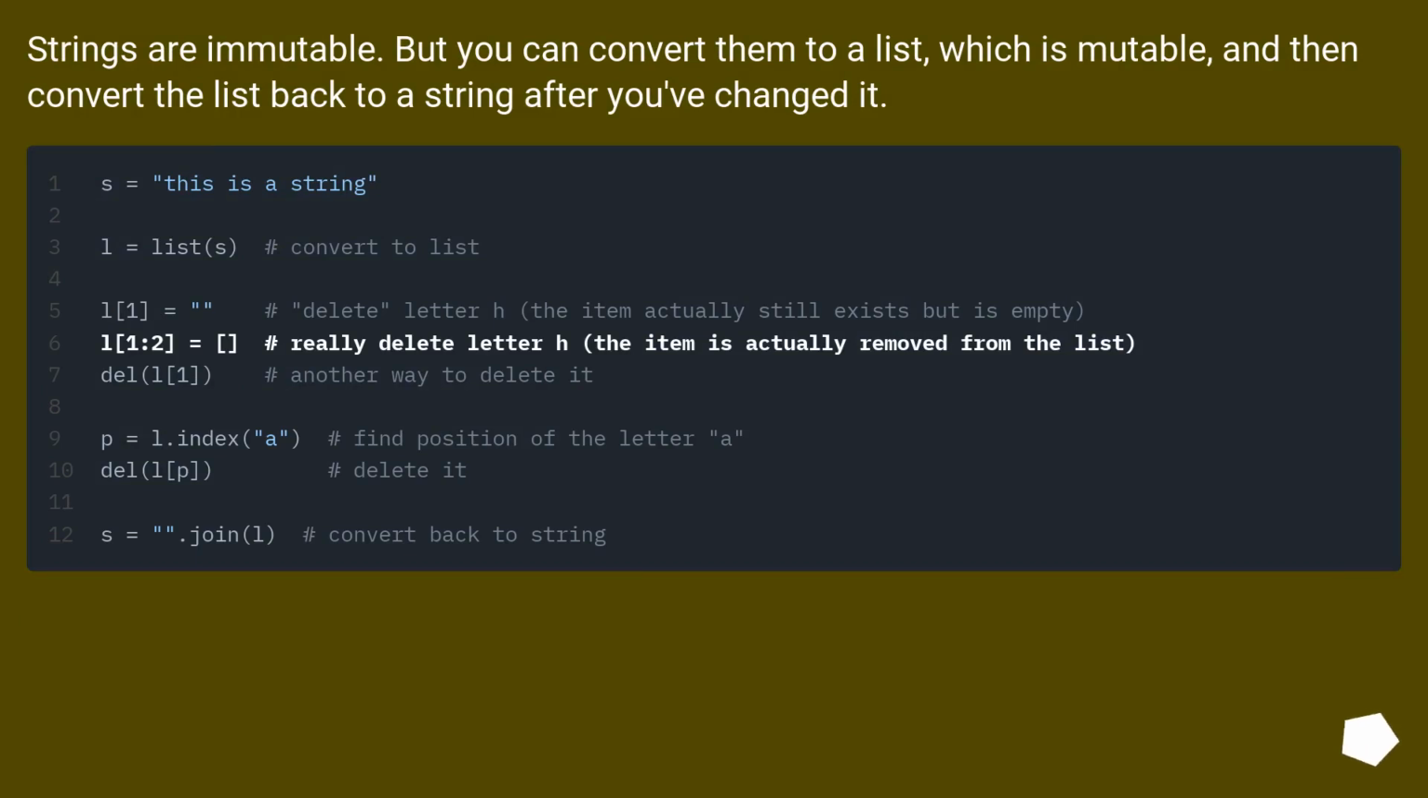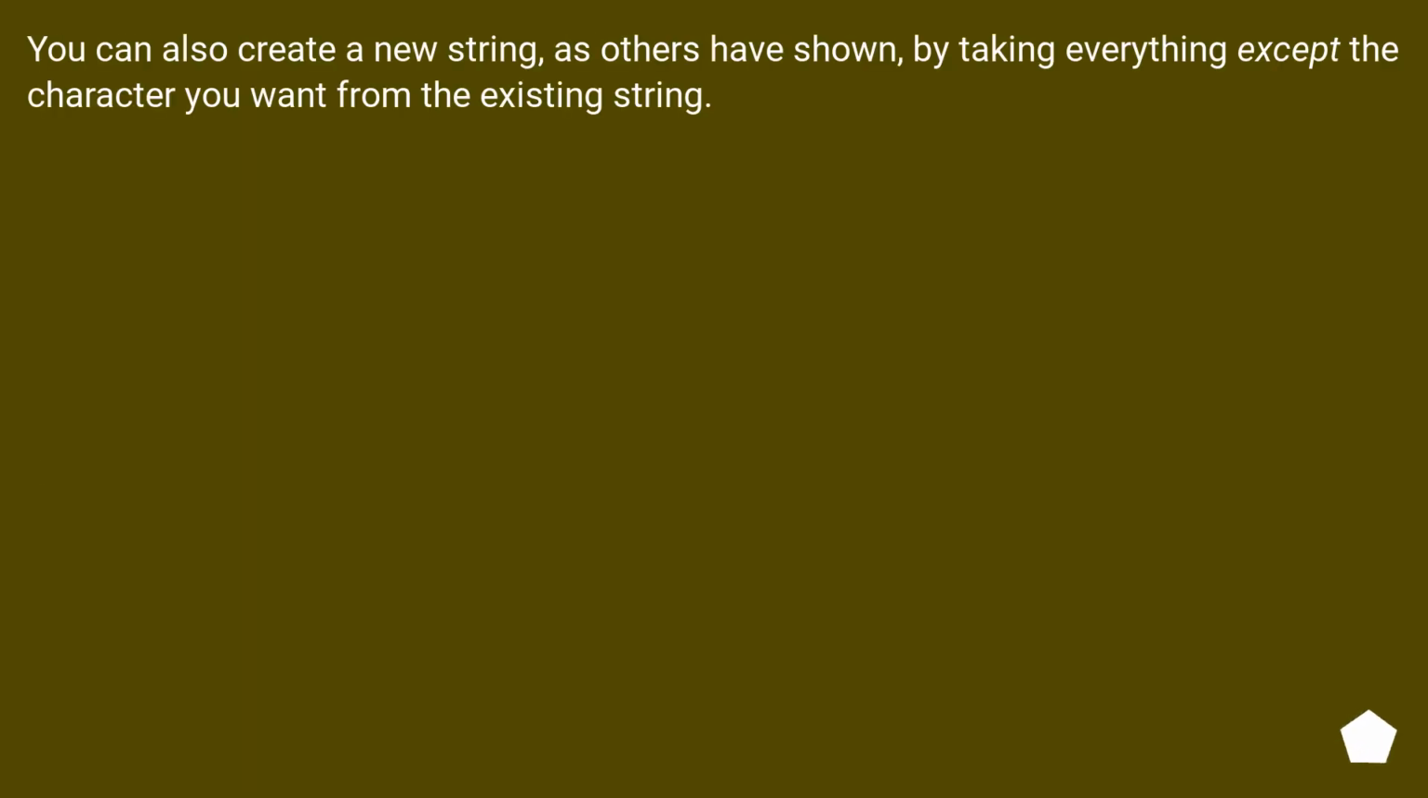Strings are immutable, but you can convert them to a list, which is mutable, and then convert the list back to a string after you've changed it. You can also create a new string, as others have shown, by taking everything except the character you want from the existing string.